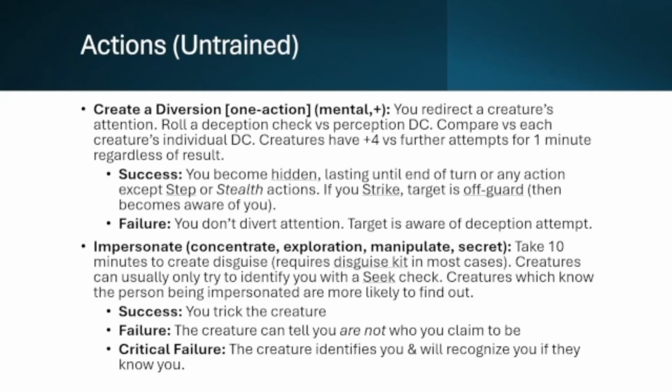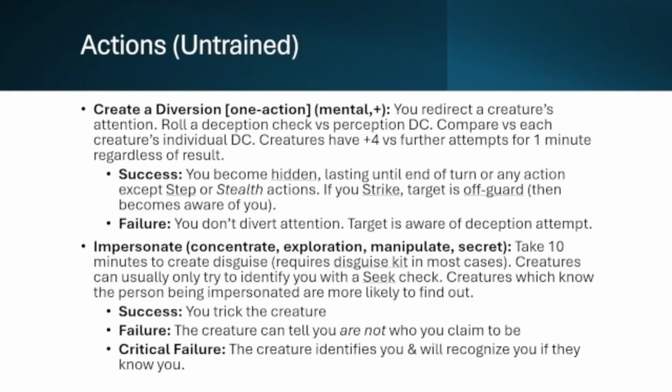Additionally, this action becomes more difficult after you successfully do it once. Essentially, creatures have +4 versus any attempts that you try to do it again within a minute, because they're watching for you to do something again. On a success, you become hidden, essentially making it so that they're not noticing you, until the end of your turn, or if you take any action that is not a step, moving 5 feet or 1 square, or a stealth action, like trying to use hide or sneak.